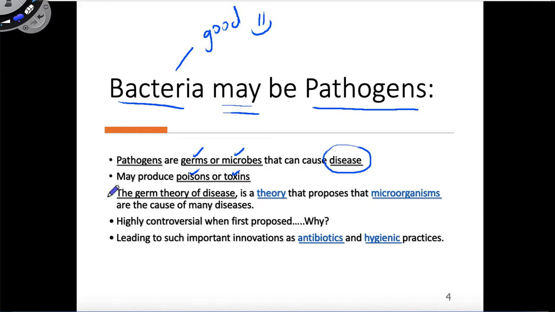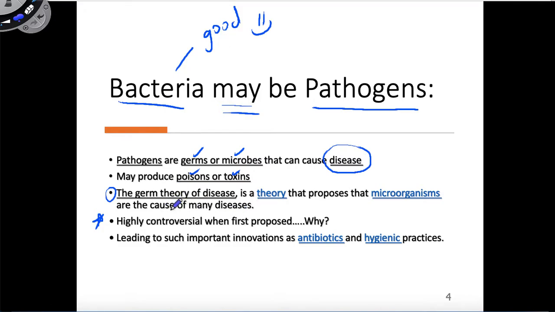So a long time ago, and we're going to get into this theory in a little bit more detail, the germ theory of disease was proposed. And the scientists who proposed this said that microorganisms, those tiny little organisms that we couldn't see with our eyes, were the cause of many diseases. Now, believe it or not, this was highly controversial when it was first proposed. Can you think as to why that is? I'll let you think about that for a sec.